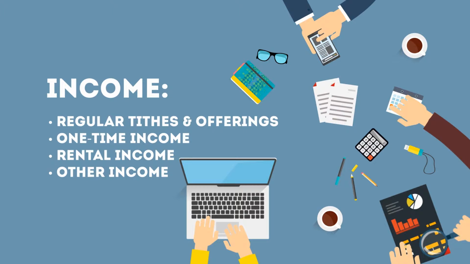You also want to break out and identify rental income, either from properties that you own and lease, or possibly from a cell tower or other source of rental income. You should also identify other income sources. Interest income, in and out income, identified as transfers, or special income for missions trips or other ministry-related sources.